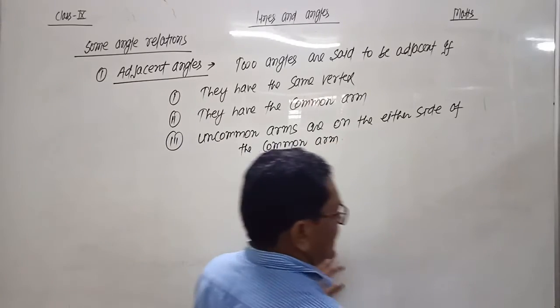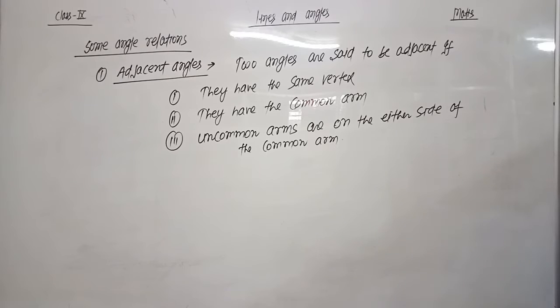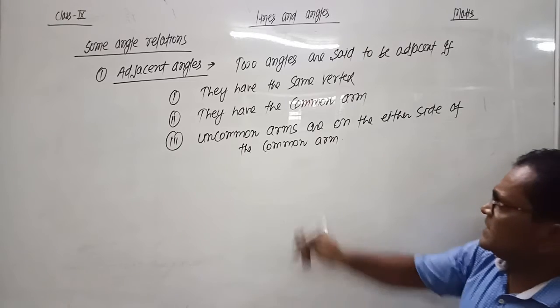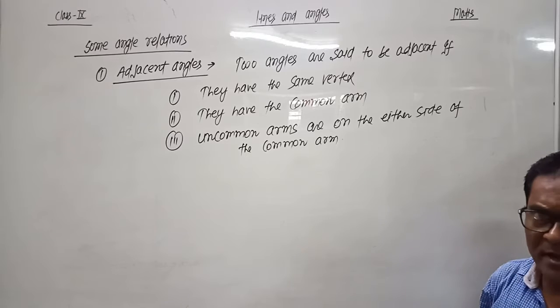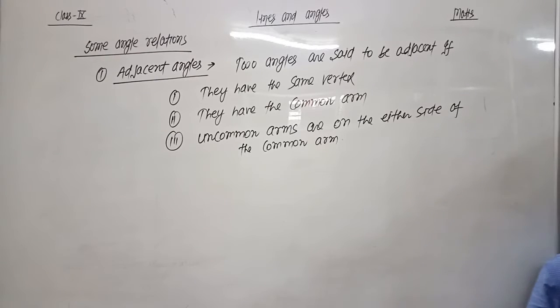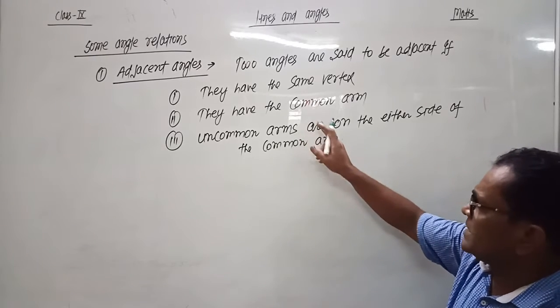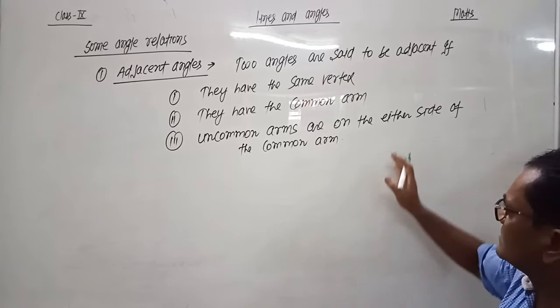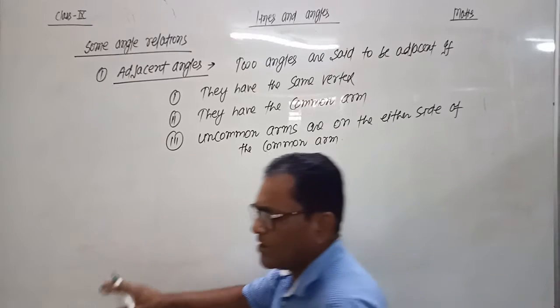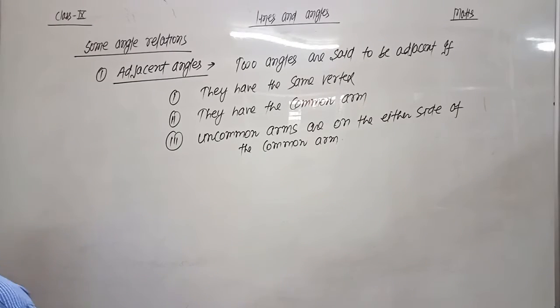So to understand adjacent angles, we have to keep three points in mind. Two angles are said to be adjacent if they have the same vertex. Same vertex means a common initial point. The common initial point is called the vertex, the point from where the angle starts. Second point, they have the common arm. And third point, the uncommon arms are on either side of the common arm. Uncommon arms must lie on either side of the common arm.